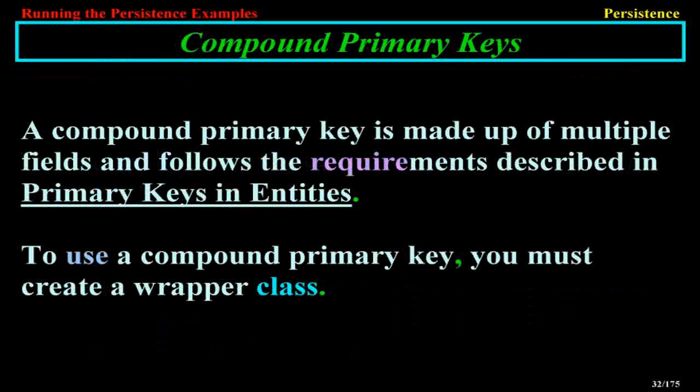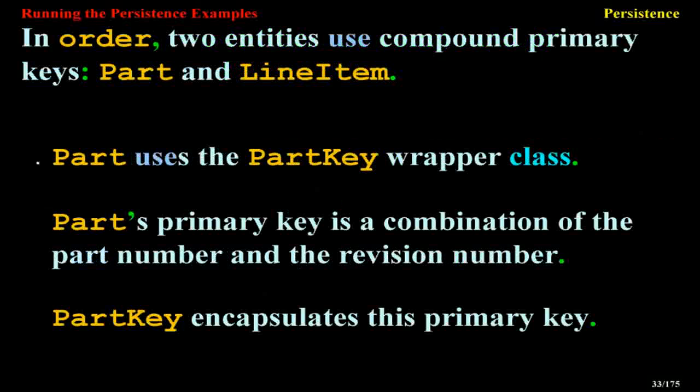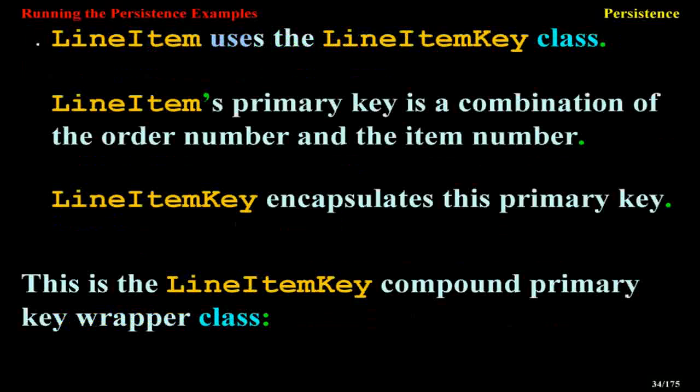Compound primary keys. A compound primary key is made up of multiple fields and follows the requirements described in Primary Keys and Entities. To use the compound primary key, you must create a wrapper class. In the order application, two entities use compound primary keys: Part and LineItem. Part uses the PartKey wrapper class. Part's primary key is a combination of the part number and a revision number. PartKey encapsulates this primary key. LineItem uses the LineItemKey class. LineItem's primary key is a combination of the order number and the item number. LineItemKey encapsulates this primary key.